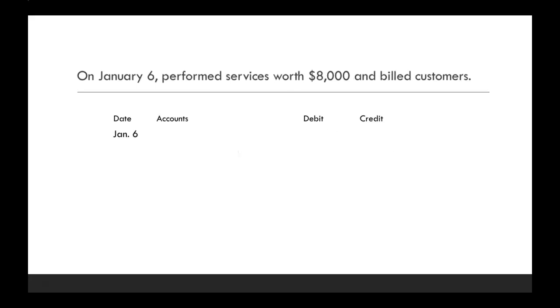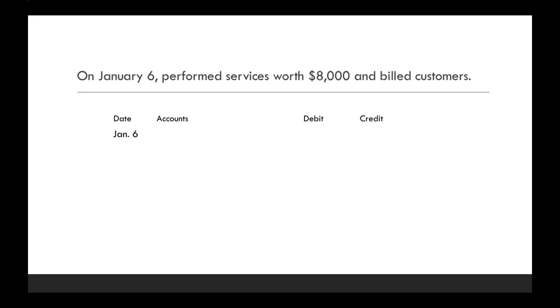So if we work on a few other examples here. On January 6th, you performed services worth $8,000 and billed customers. So you need to think about, okay, which accounts are being affected? Well, whenever we see performed services, we need to start thinking service revenue. So service revenue is going to be one of our accounts. And then the other key phrase here is billed customers. If we are billing our customers, we're sending them invoices, that means that they owe us money. And whenever someone owes us money, we call that accounts receivable.